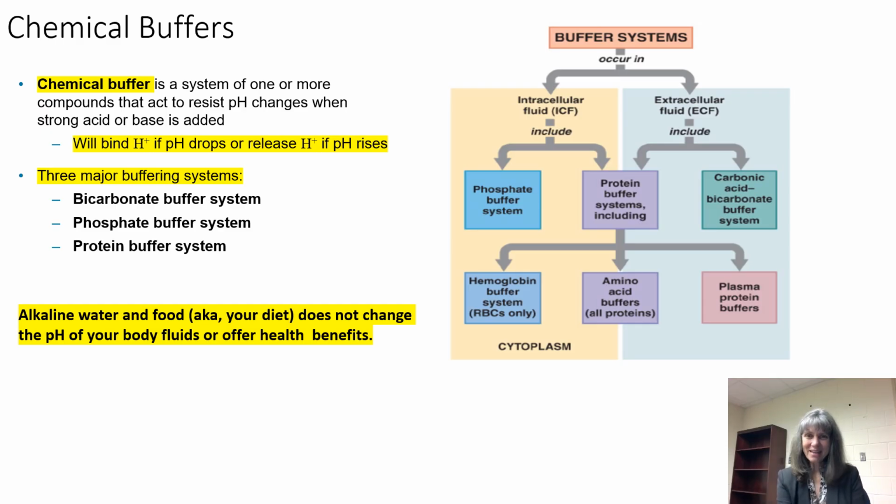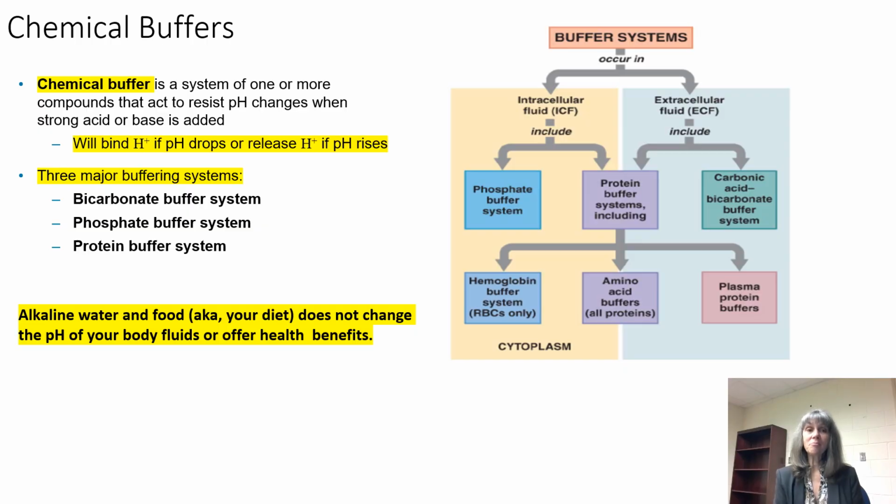The first mechanism that we're going to discuss is the mechanism that includes chemical buffers. Chemical buffers are a system of one or more compounds that work to resist changes in pH when a strong acid or a strong base is added. They can bind to free hydrogen ions if pH drops or release free hydrogen ions if pH rises.